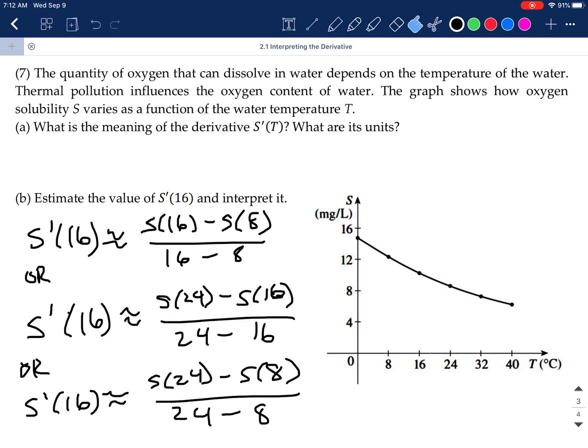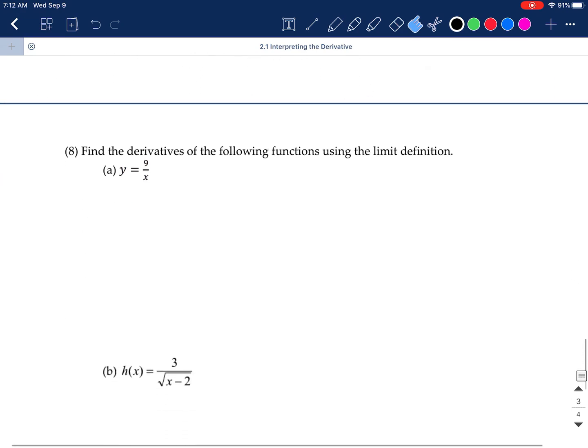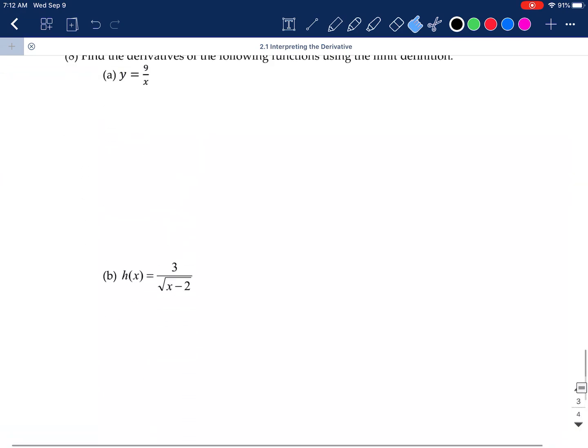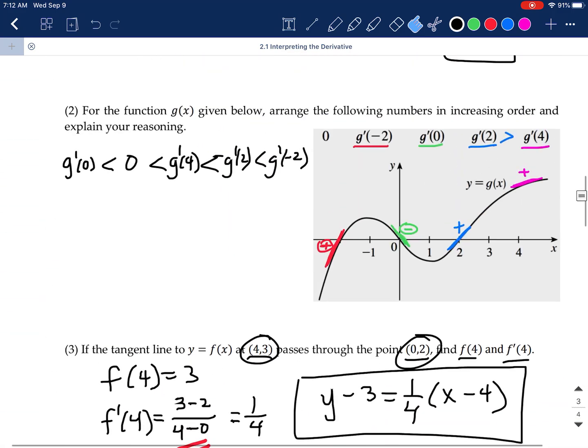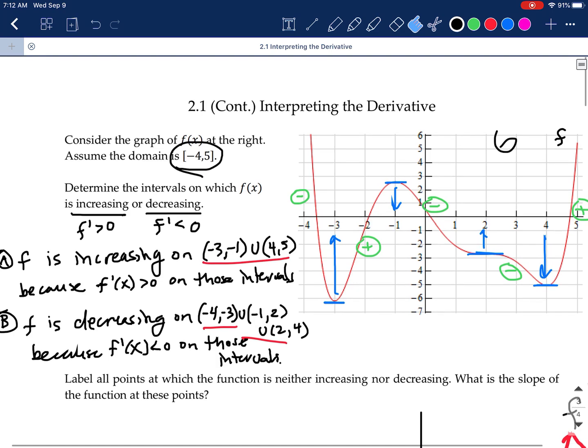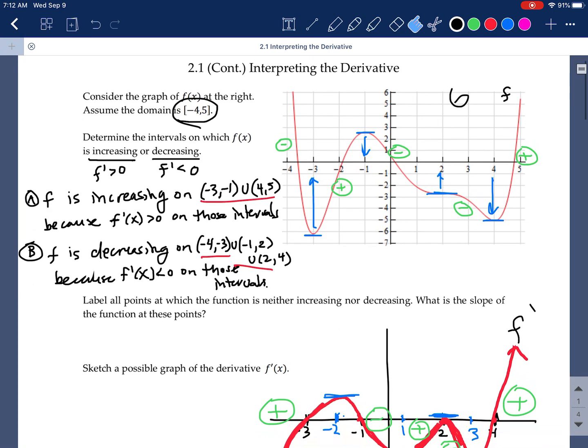So, okay, I think we're going to stop there. Again, 8 you can do on your own just using that limit definition of the derivative. So this is going to end 2.1, interpreting the derivative. And again, this interpreting of graphs, tables, functions is going to be key for our entire course, moving between those different representations of data.